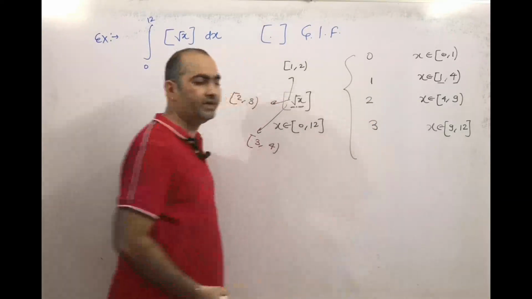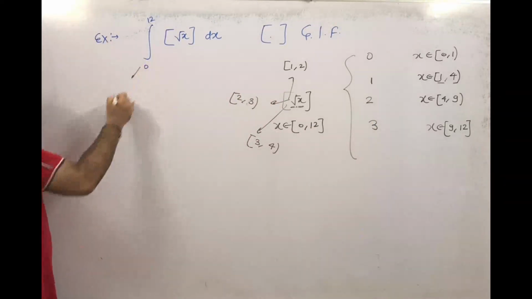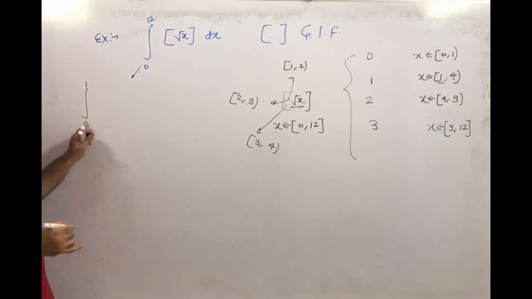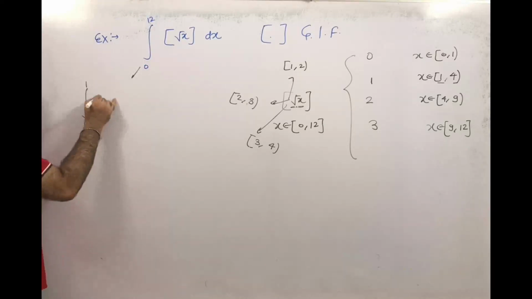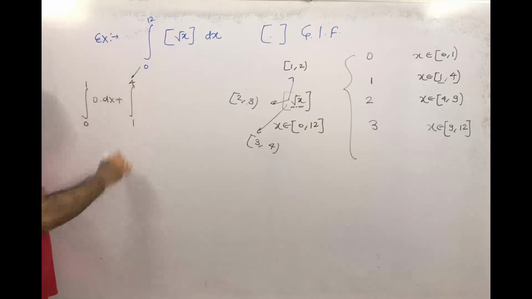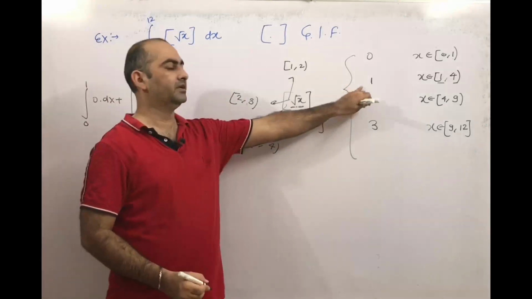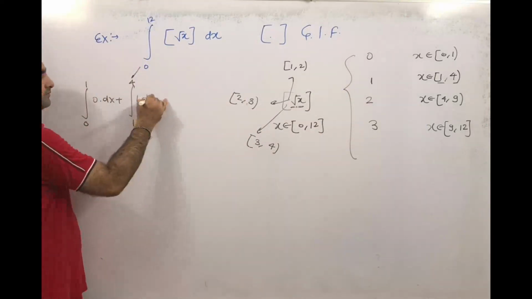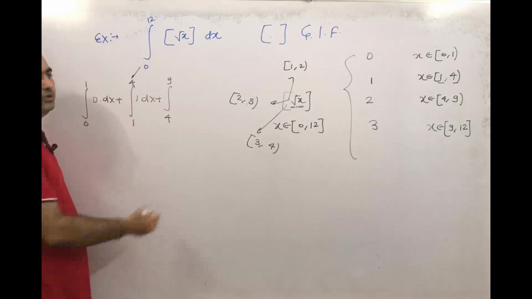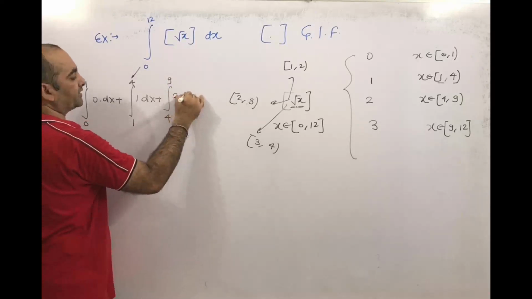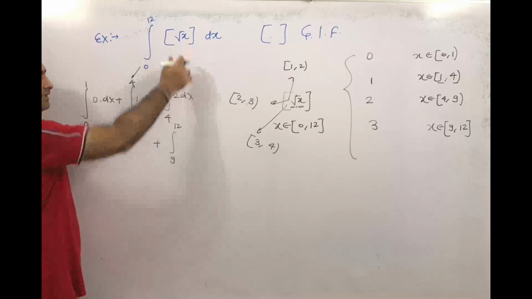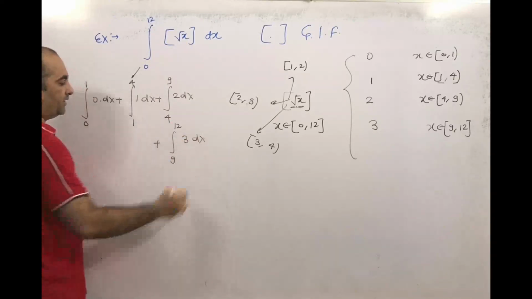So we define this integration like this: the integral from 0 to 1 of 0 into dx, plus the integral from 1 to 4 of 1 into dx, plus the integral from 4 to 9 of 2 into dx, plus the integral from 9 to 12 of 3 into dx.